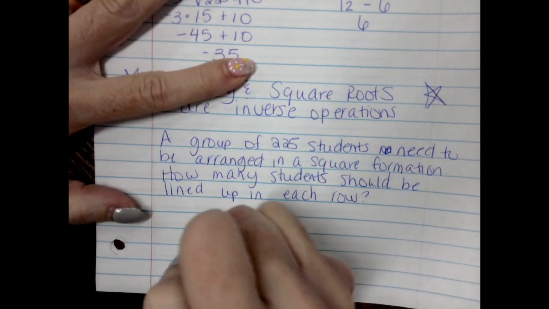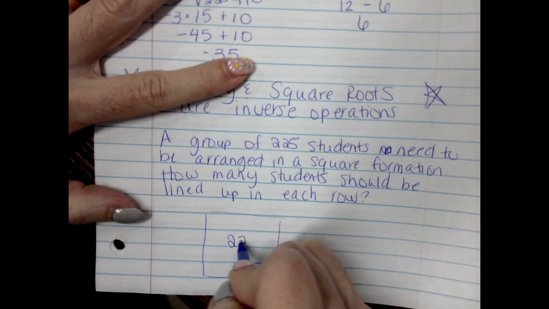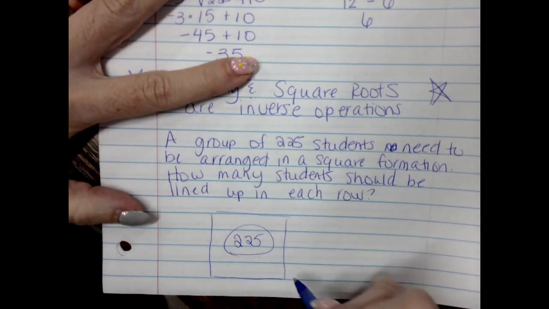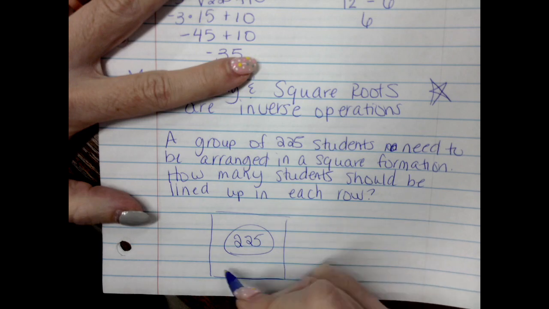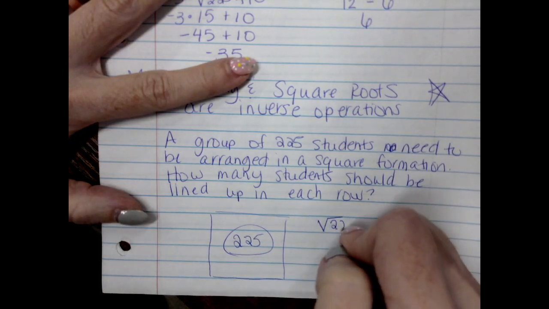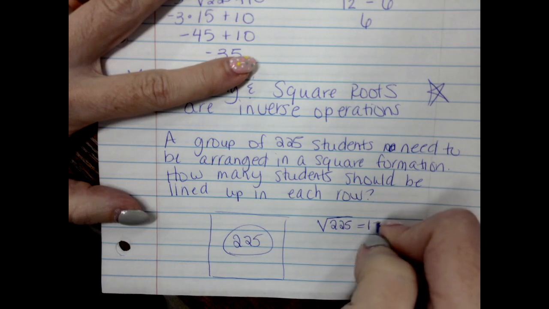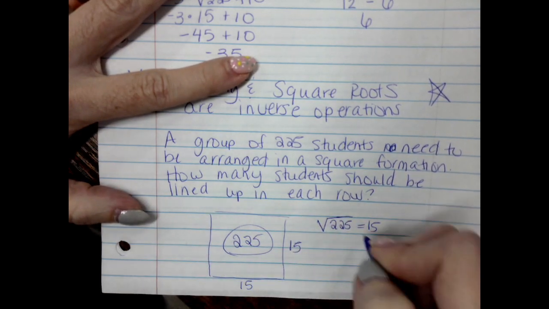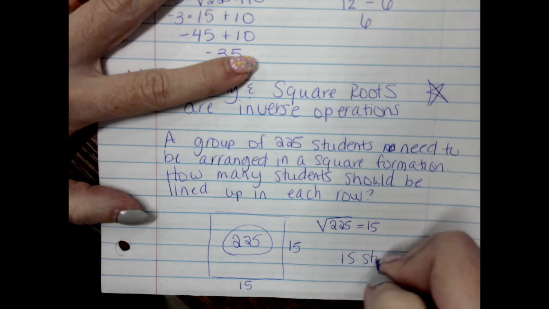So here's my band formation. It's square. I have 225 kids to line up in this square. For it to be a square, our sides have to be the same. So how do I figure out how many kids in each row? You do the inverse of squaring. The square root of 225 is 15. So that means you'll have 15 rows of 15. 15 students per row.